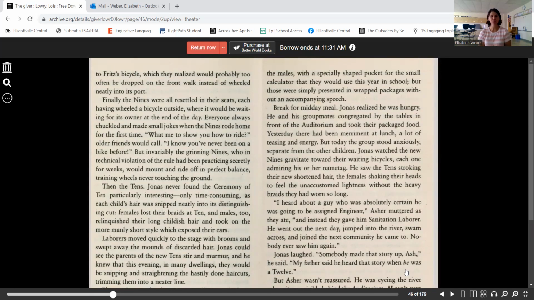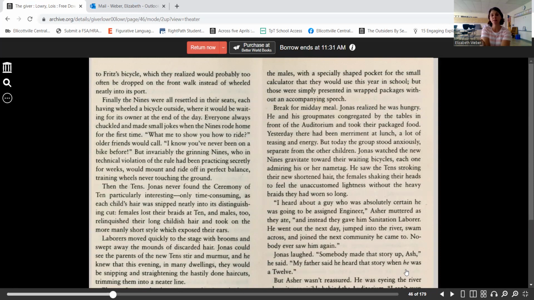Then the 10s. Jonas never found the ceremony of 10 particularly interesting, only time consuming as each child's hair was snipped neatly into its distinguishing cut. Females lost their braids at 10, and males too relinquished their long childish hair and took on the more manly short style, which exposed their ears. Laborers moved quickly to the stage with brooms and swept away the mounds of discarded hair.